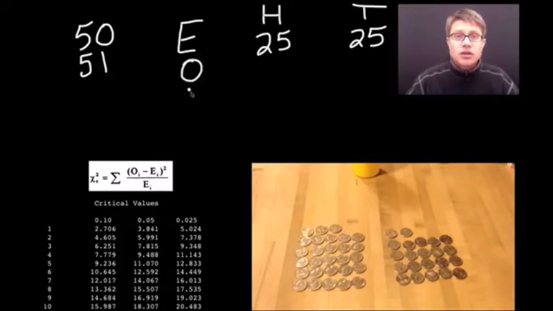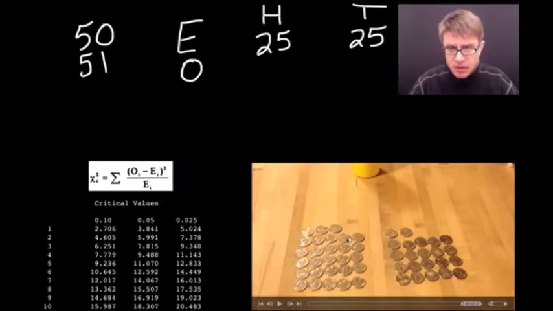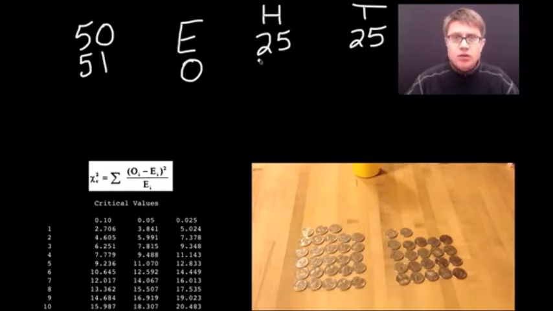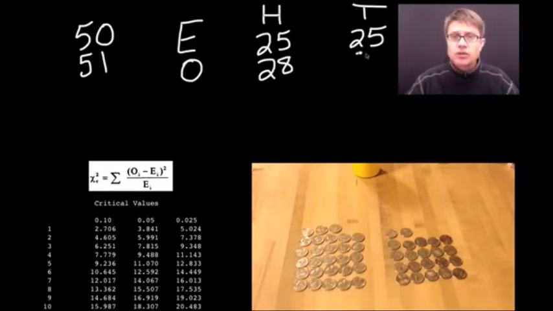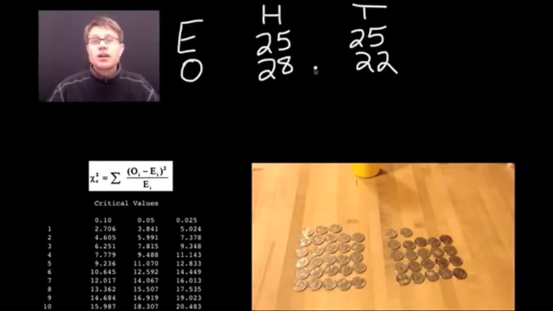If we look at our observed values, well, let's look down here. How many heads did we get? So that'd be 28 heads. And how many tails did we get? So that'd just be 22. Okay. So now we're going to apply chi-squared and come up with a critical value.